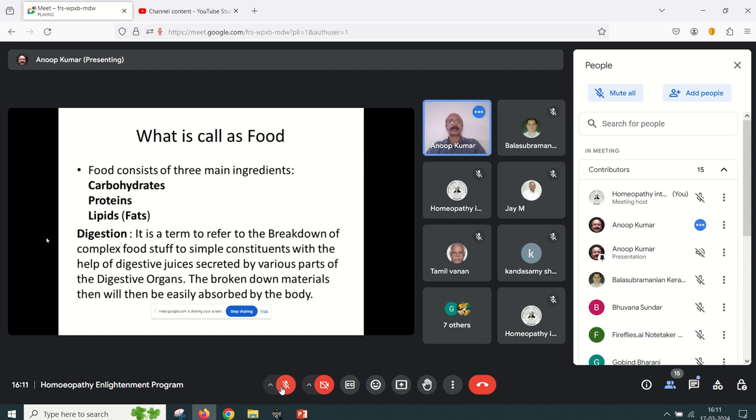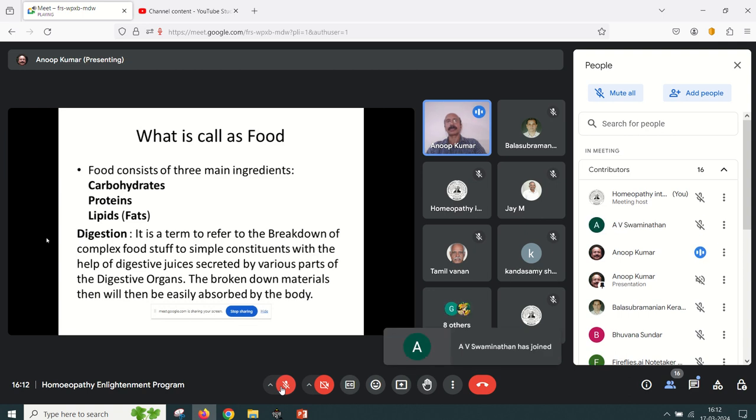Digestion is a term to refer to the breakdown of complex foodstuff into simple constituents with the help of digestive juices secreted by various parts of our digestive organs. So we have a digestive system, and the digestive system breaks down and absorbs the food in different stages with the help of various chemicals or secretions made by our body's various parts. The broken down materials are easily absorbed by the body.